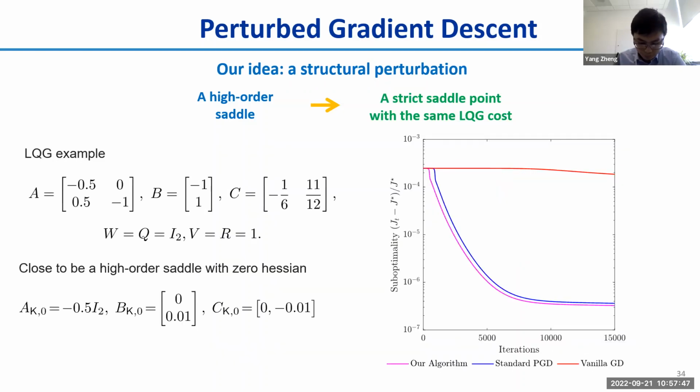And here I show you one example. This is a particular LQG problem. If you do the standard gradient descent, you will be stuck in this region. The cost will not decrease, and you will do a lot of iterations. If you do standard perturbed gradient descent, you may go away, but it takes about 1,000 iterations. But if you do our algorithm, we do a perturbation first, and you can escape very quickly. So this is a new perturbed gradient descent to escape some high order saddle points.